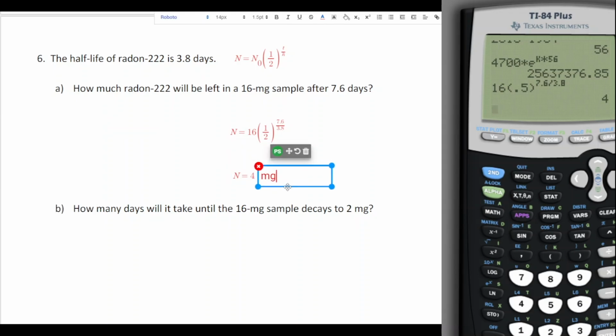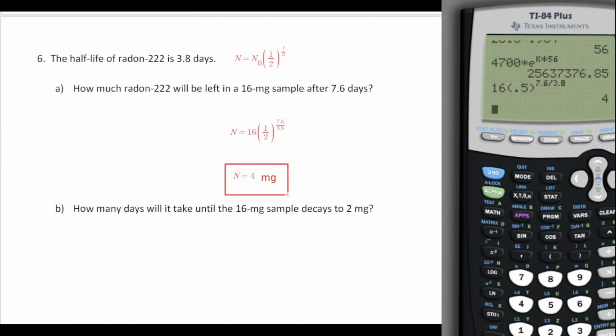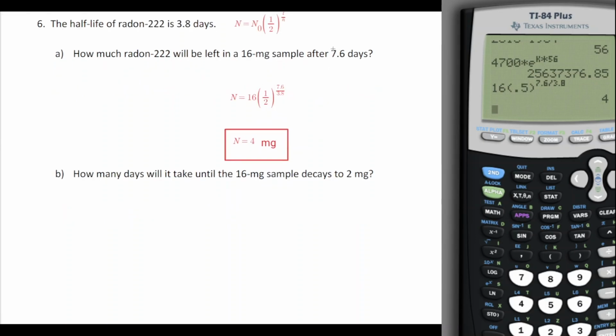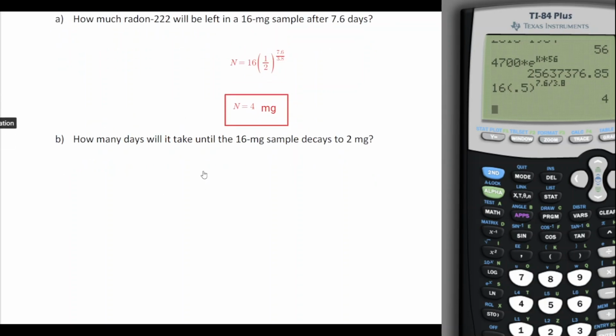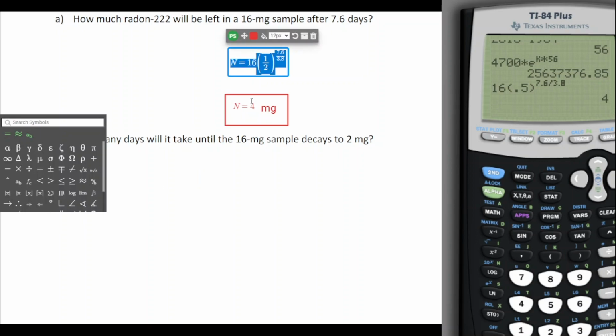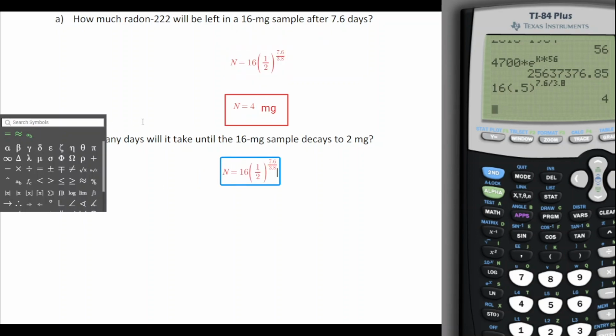How many days until the 16 milligram sample decays to 2? Okay, again, this is almost like a non-calculator problem because of the numbers here. We could probably figure it out. One more half-life will get us there. So what would that be, like 11.4? So I'm expecting 11.4 to be my answer, but for the sake of solving, let's go ahead and set it up and actually solve this out.